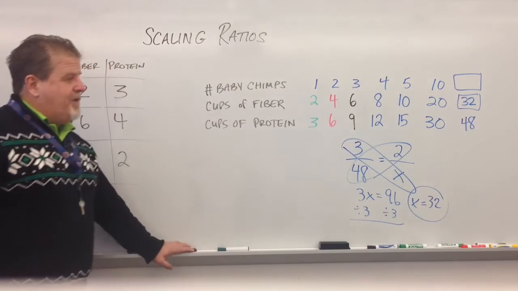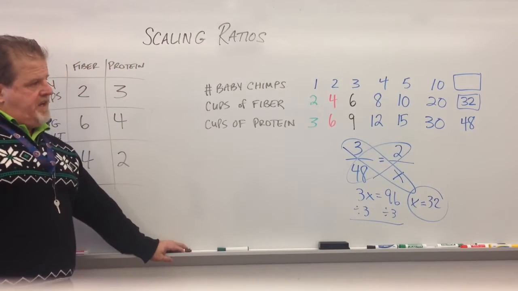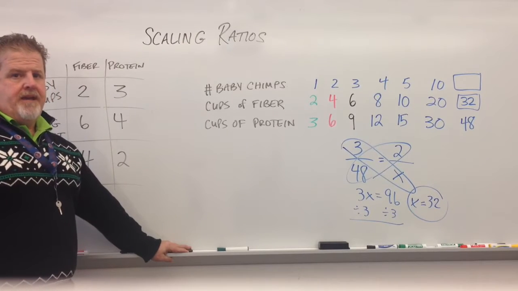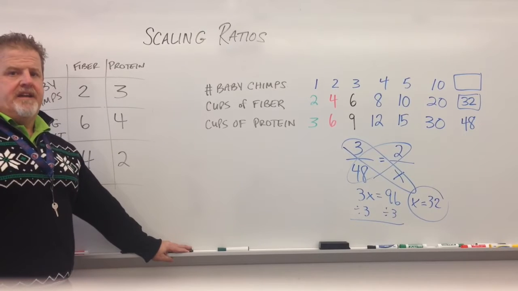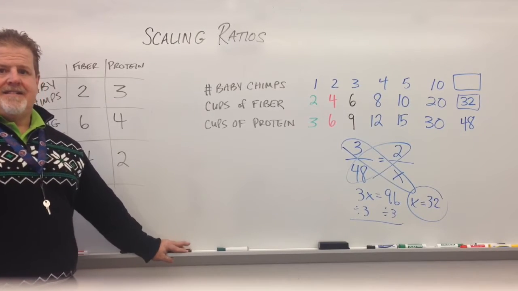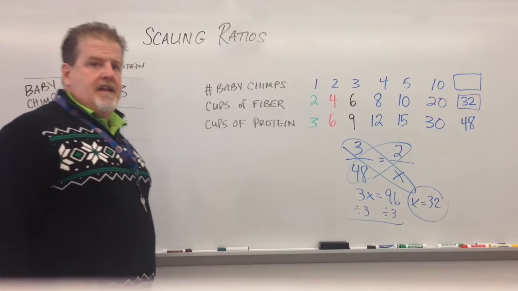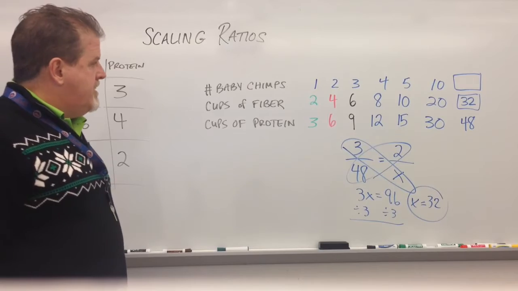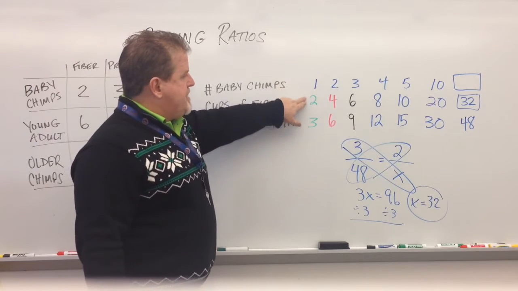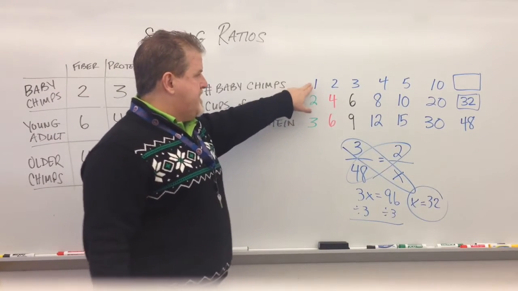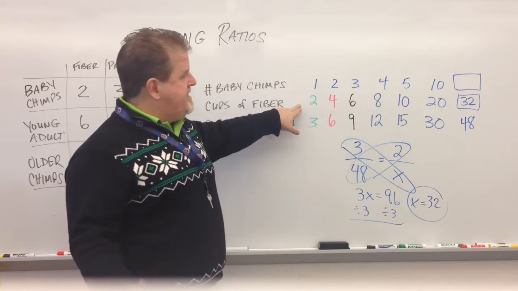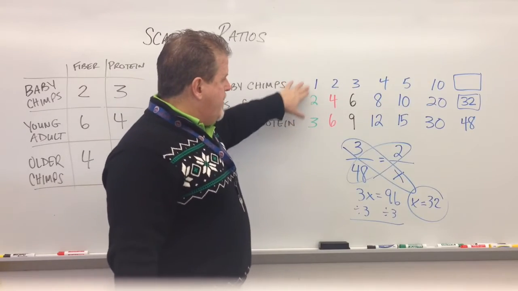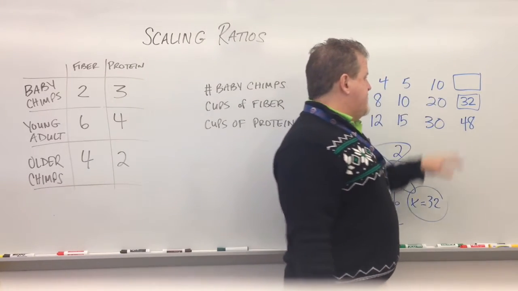Now can you tell me how many chimps she's trying to feed with a batch of food that's that big? Becky? 16. How did you get that? I know that the number of chimps is half the number of cups of fiber. So I just divided 32 by 2. So you looked at the relationship between number of chimps and cups of fiber. You said the number of chimps is half. Or if you looked at it differently, you'd say the cups of fiber is twice the number of chimps. So you're comparing 1 to 2 equals what to 32.